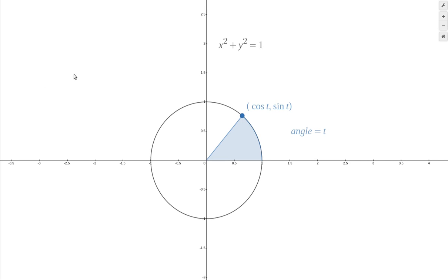So we begin with a unit circle, radius 1, centered at the origin, with equation x squared plus y squared equals 1. If t is going to be the angle as measured from the positive x-axis in a counterclockwise motion, then the cosine of the angle and the sine of the angle are defined as the x and y coordinates respectively.